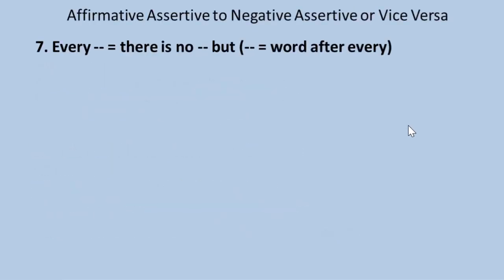Rule number 7: every space equals there is no space but. Here space refers to the word after every. So here space refers to the word after every. That is, every person, there is no person but. Every man, there is no man but. Everybody, there is no body but.